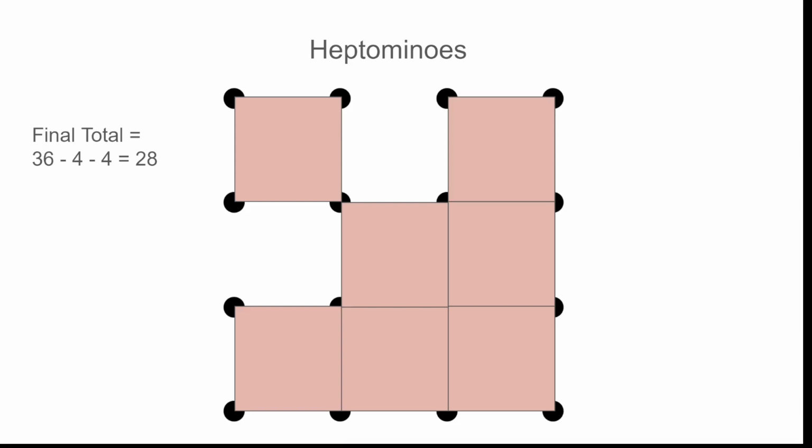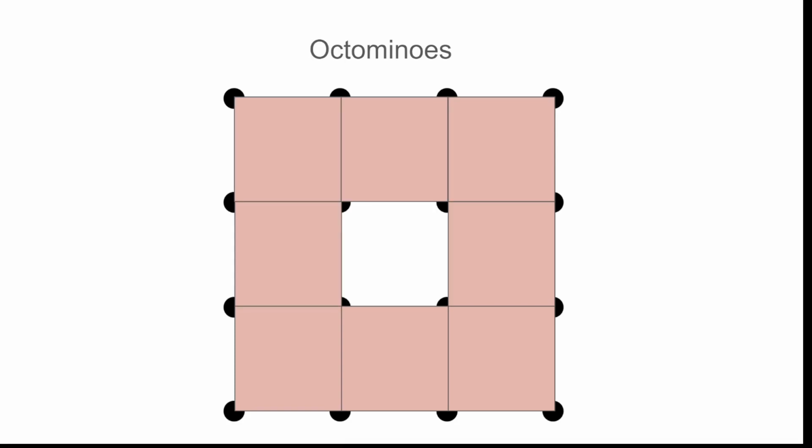From here, I promise it gets easier. Octominoes, there's only one way this doesn't work. If I take away any of the other 8 squares, I end up with a valid loop. But if I take away the middle one, I end up with kind of having to draw 2 loops, which again is not valid. It's got to be a single loop. So again, this is a valid octomino, but not a valid Slitherlink loop. So I only end up with 8 possible valid Slitherlink loops.